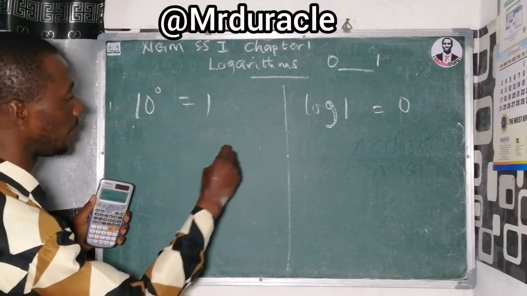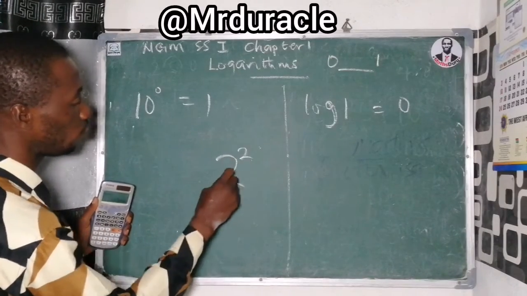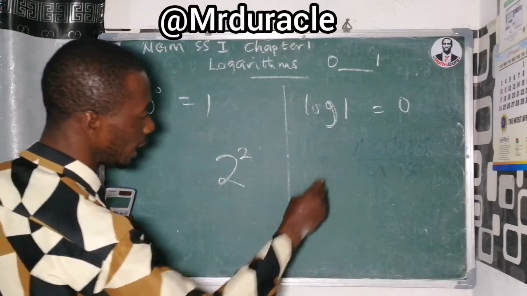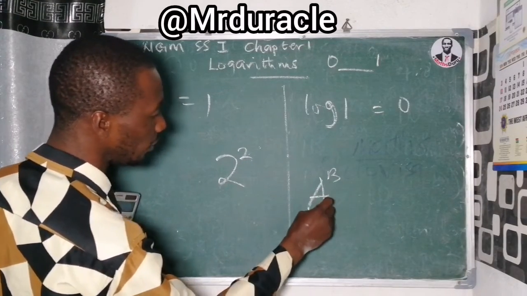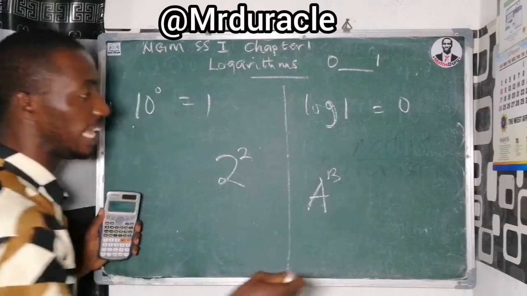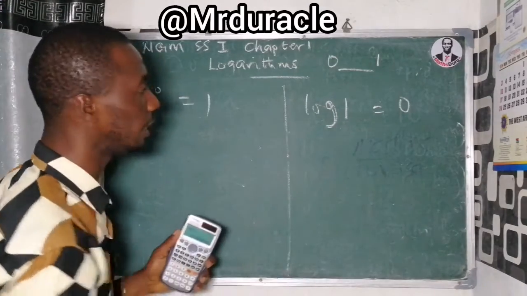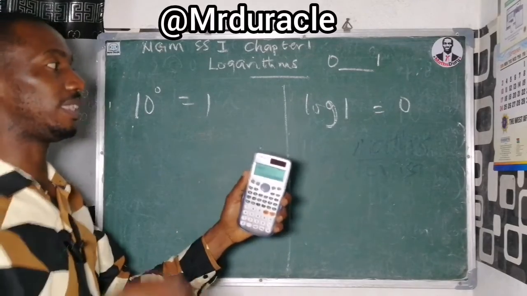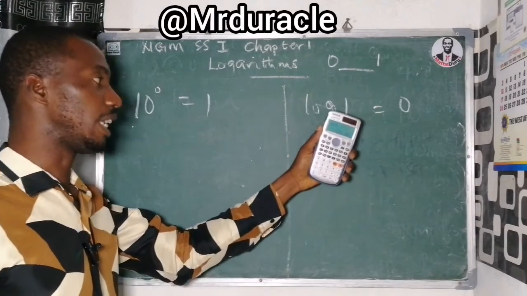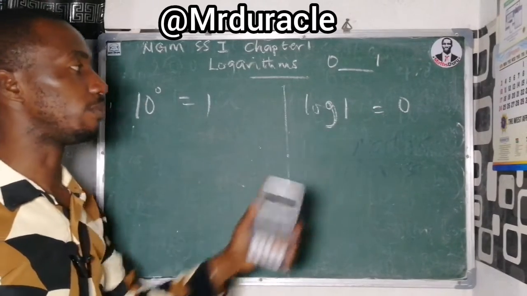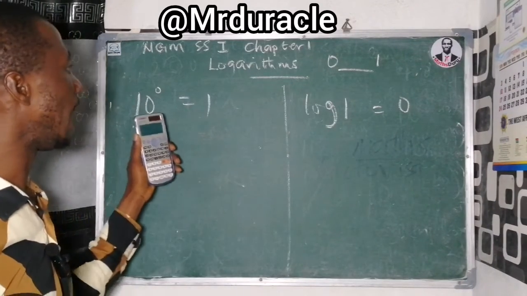Remember, when I say base 10, I mean if this is 2 squared, 2 is the base. Let me use other letters: a and b. a is the base, while b is the index, right? Good. So what log means is base 10. So the index of base 10 that gives us 1 is 0. So that is the idea behind logarithm.